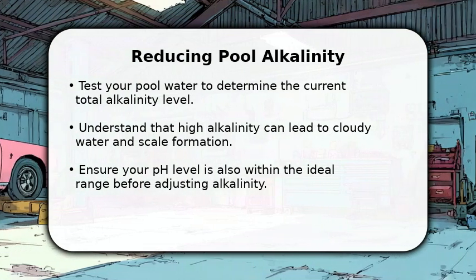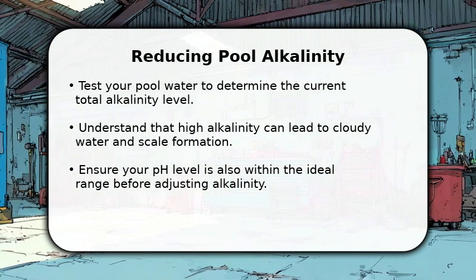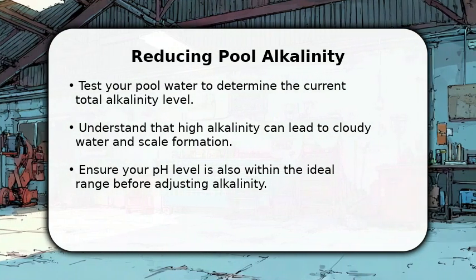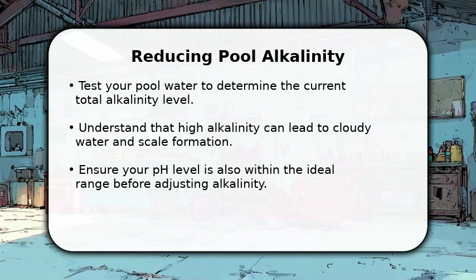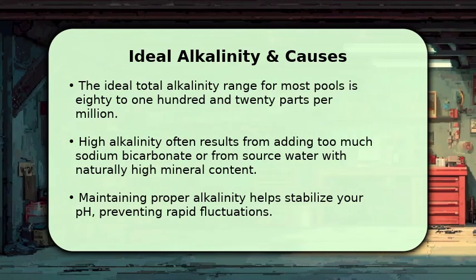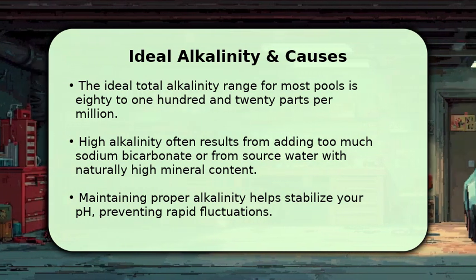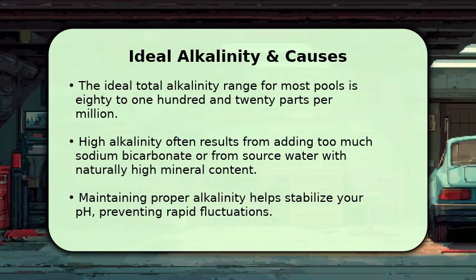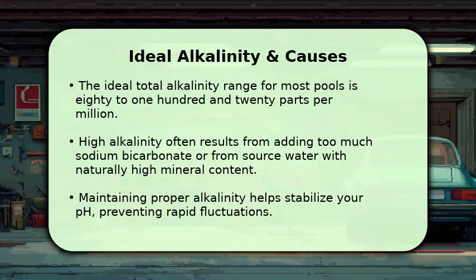Before making any adjustments, it's also crucial to ensure your pH level is within its ideal range, typically between 7.4 and 7.6, as these two parameters are closely related. The ideal total alkalinity range for most swimming pools is typically between 80 and 120 parts per million. Levels above this can make it difficult to adjust your pH and lead to the problems we discussed.